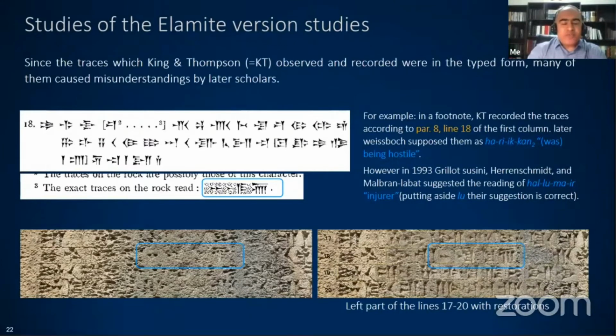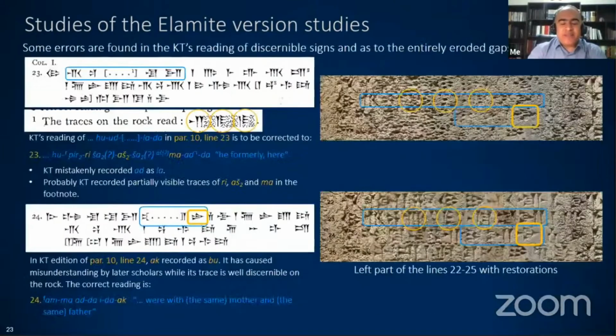Some errors could be found in the reading of discernible signs. For instance, a misunderstanding of the legible sign as bu in line 24 of the first column. As another example, in the footnote according to line 23, they recorded the traces of re, ashtu, and ma, but as they were in the standard type form, they have been ambiguous for other scholars to discern. Also, for the entirely eroded gaps, they just copied Norris's restorations without considering traces and available spaces.